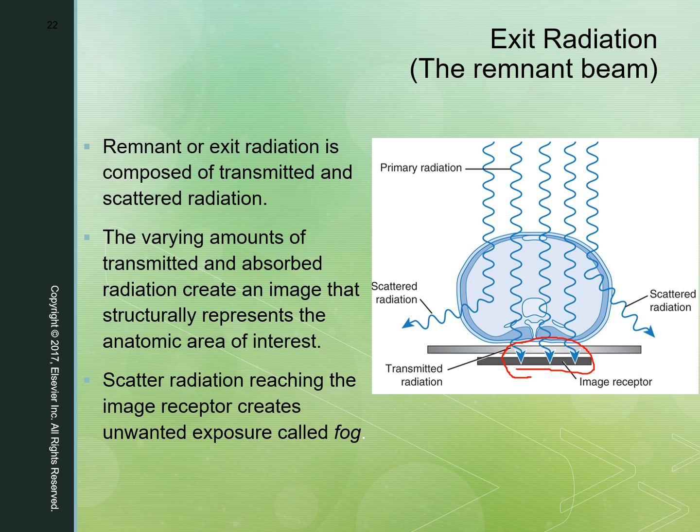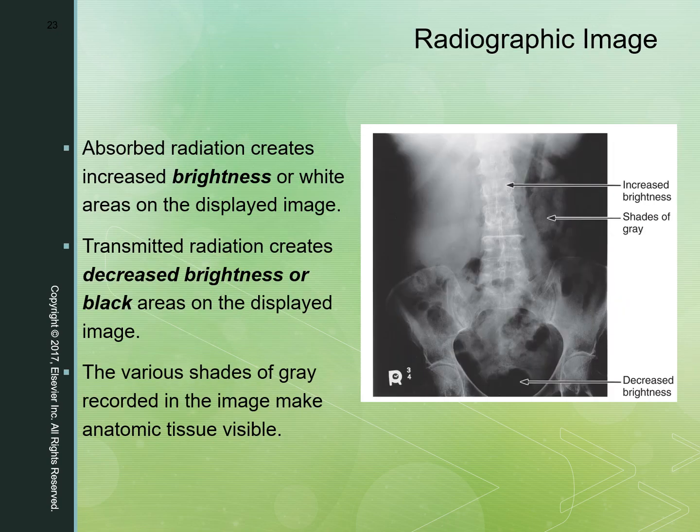Scatter radiation reaching the image receptor really contributes to fog. We really don't like fog, and yet we're somewhat reliant on it because when we overcollimate, we see that reduction causes us to have to increase our technical factors to replace that density. Okay, absorbed radiation or photoelectric interactions create a brightness. Transmitted radiation creates a blackness. Various shades of gray can represent some transmission, and they can also represent some scatter.